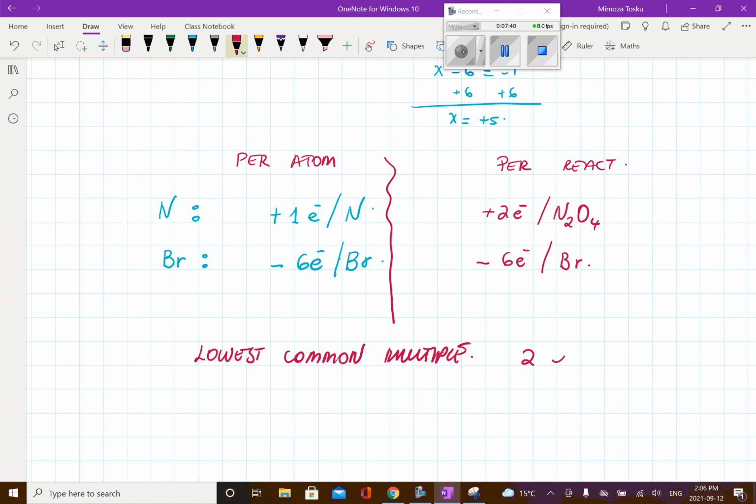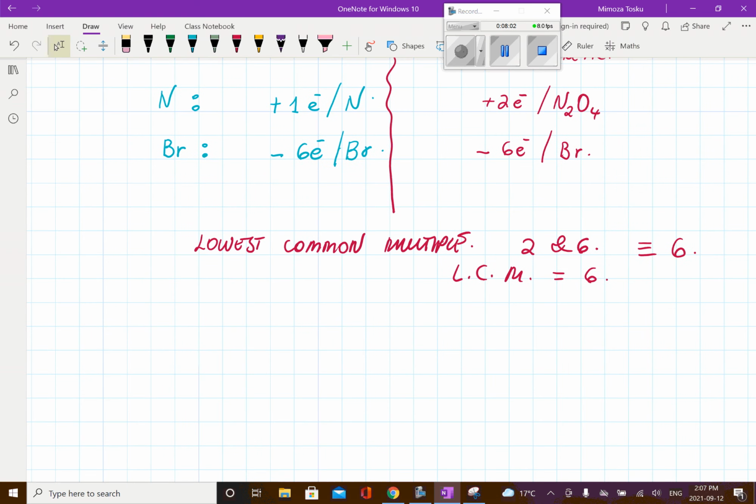Between 2 and 6, the lowest common multiple is 6. So therefore, we have to find the coefficient that we are multiplying 2 by to give us 6. And we will use those coefficients to balance.